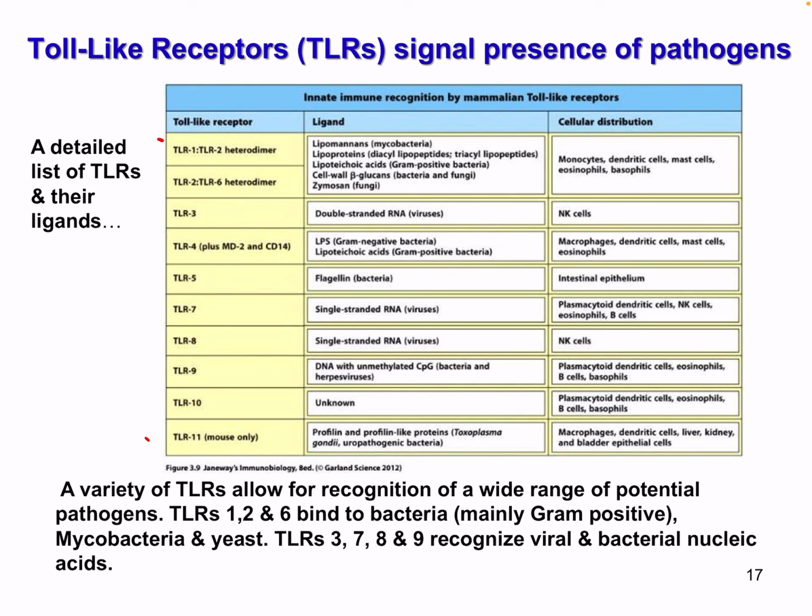This is what, as you can see, TLR is mouse only. But again, even here, unknown, so not everything is known. But I would say there's a good amount of information from 1 to 9. A variety of TLRs allow for recognition of a wide range of potential pathogens.